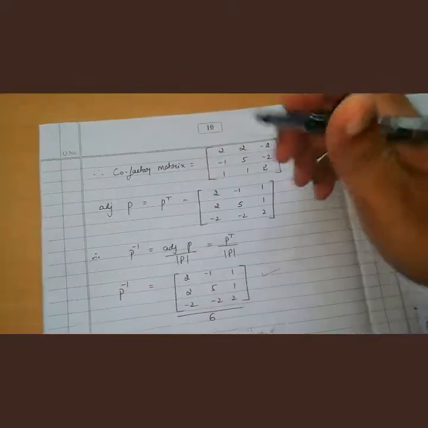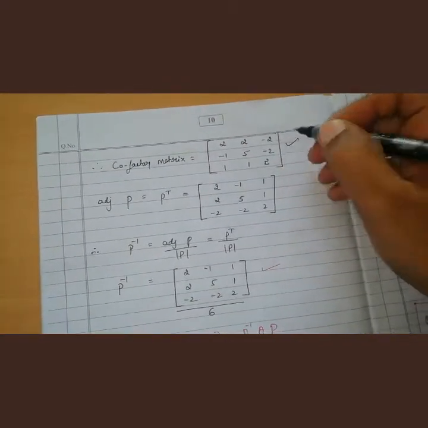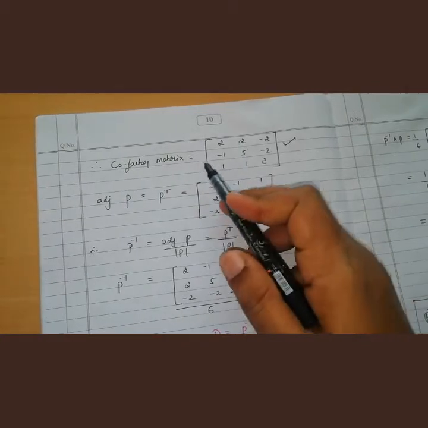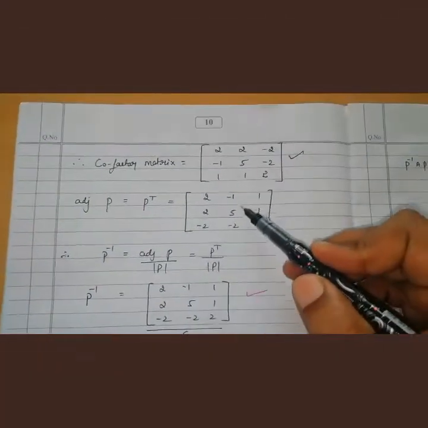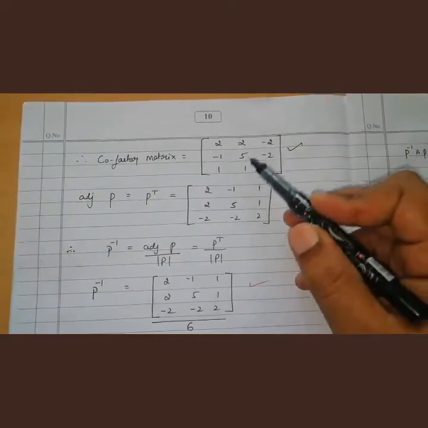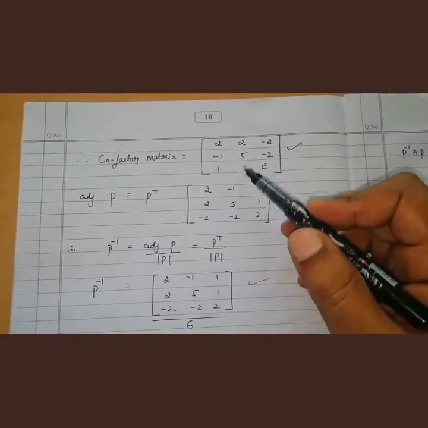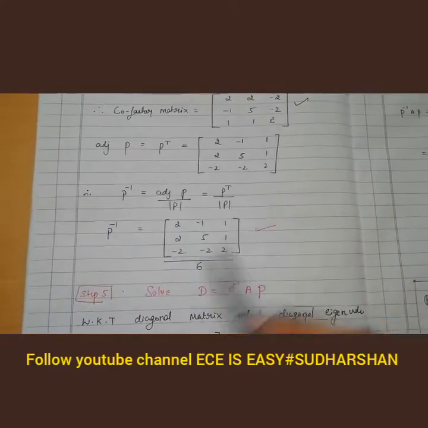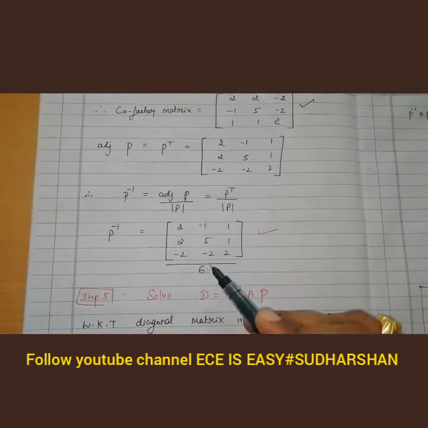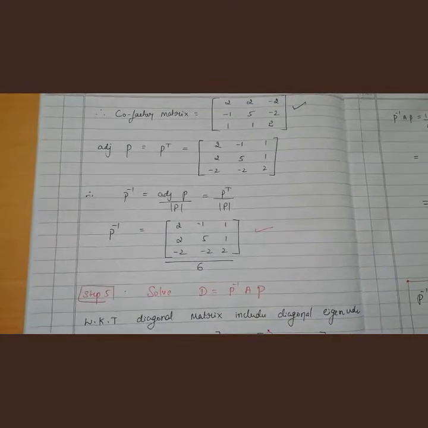Then after this we will just collect the things we found under the cofactor matrix. Once I have the cofactor matrix, you have to take the transpose of this, 2 2 2, where rows become columns and columns become rows. So at the end P inverse is equal to P transpose divided by the determinant of P. P transpose is this one. What is the determinant of P which you got in the previous step? That is 6. So this is the inverse of the modal matrix P which you got.